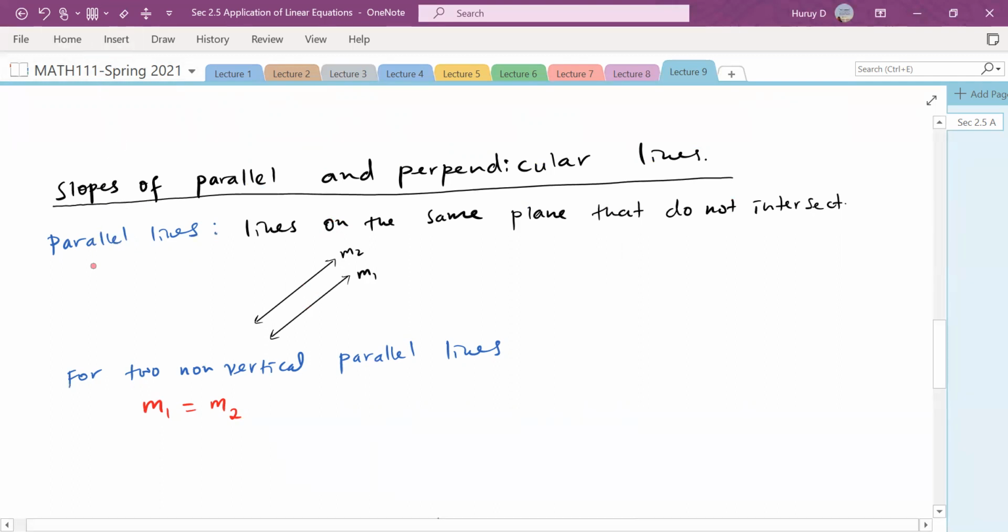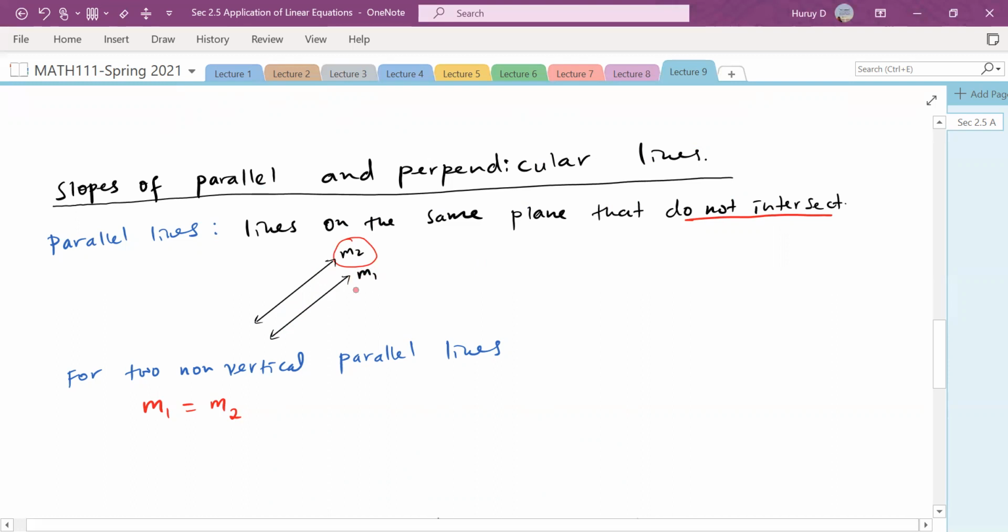So parallel lines are lines on the same plane. It has to be on the same plane, of course, that do not intersect at all. That means they go parallel forever. So now let's say we have these two lines. Remember the interpretation of a slope. Let's say M1 and M2 are the respective slopes.